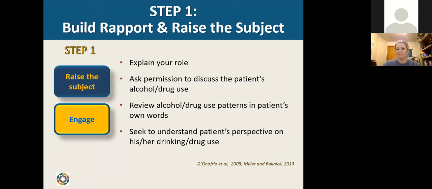So in that first step, you might have noticed she explained her role, she asked permission, she reviewed the pattern, she asked about his use in his own words, and really sought to understand. I think this is a really important piece of this: understanding the person's perspective, not making assumptions, not assuming everyone's the same as far as their reasons for use. All of that can create an environment or a culture in that setting to open up that conversation, and people can feel more comfortable being honest in those settings.